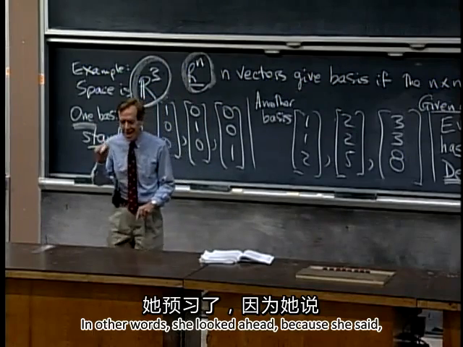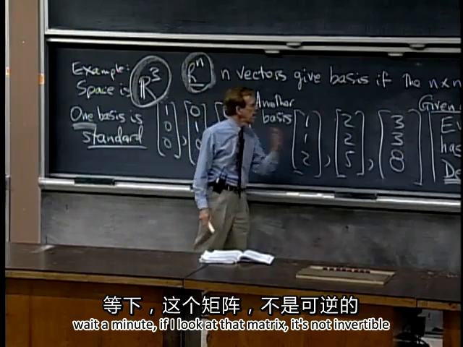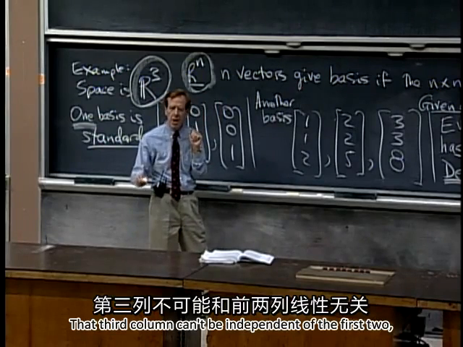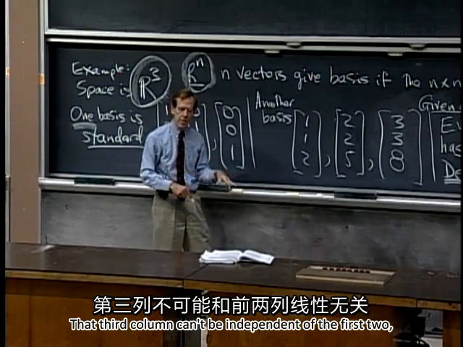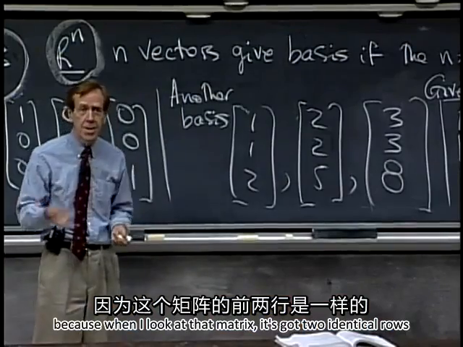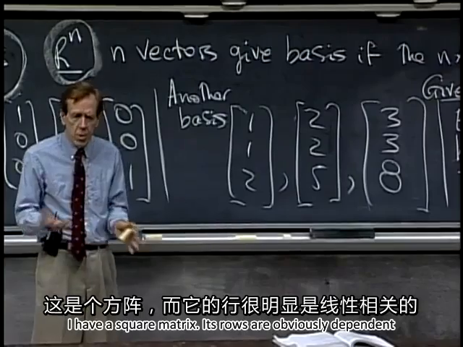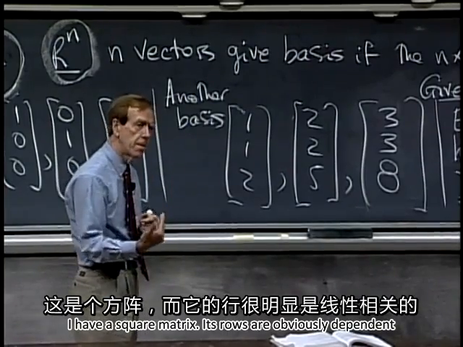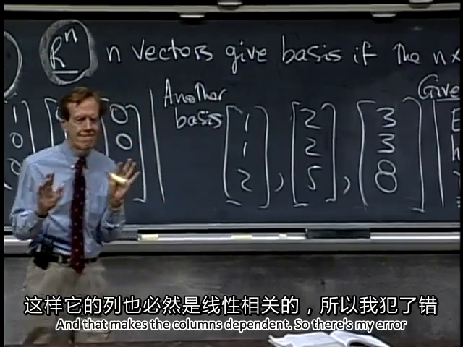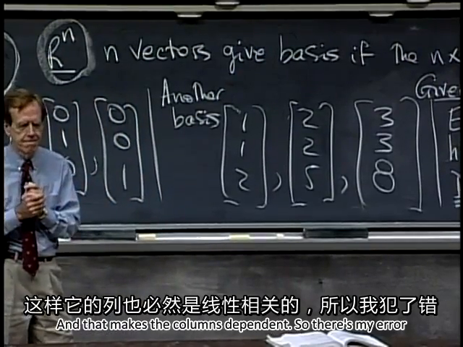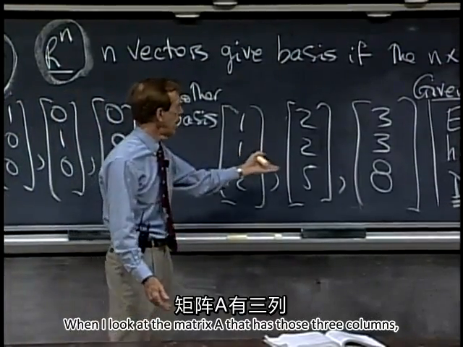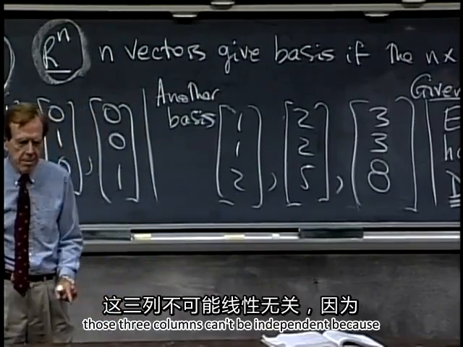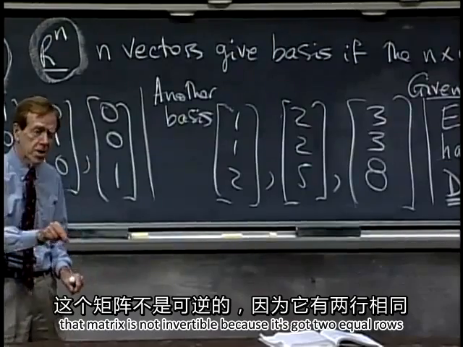In other words, she looked ahead because she said, wait a minute, if I look at that matrix, it's not invertible. That third column can't be independent of the first 2, because when I look at that matrix, it's got 2 identical rows. I have a square matrix. Its rows are obviously dependent. And that makes the columns dependent. So there's my error. When I look at the matrix A that has those 3 columns, those 3 columns can't be independent because that matrix is not invertible because it's got 2 equal rows.